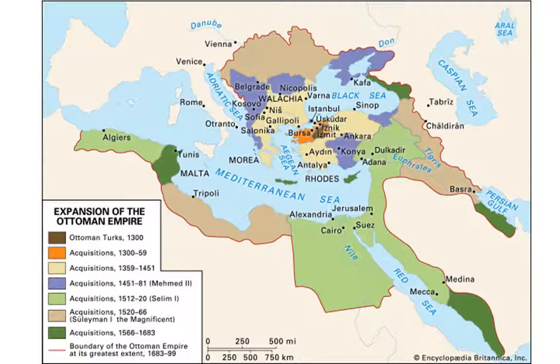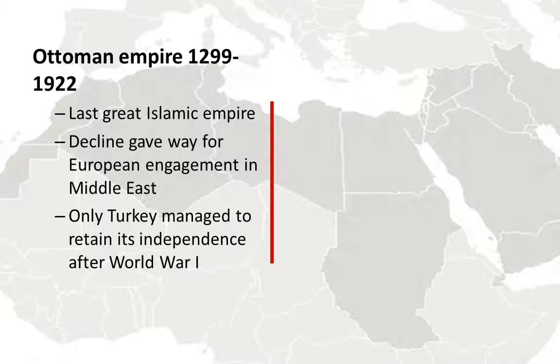separate independence on their own. So after the Ottoman Empire fell in 1922, it was pretty much only Turkey that managed to retain independence. Again, Persia, Iran is separate, but from all of the old Ottoman Empire, it is kind of interesting that only really Turkey remained independent.